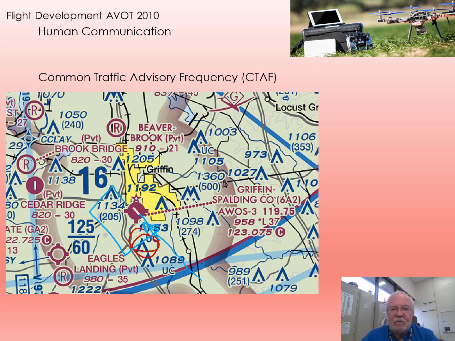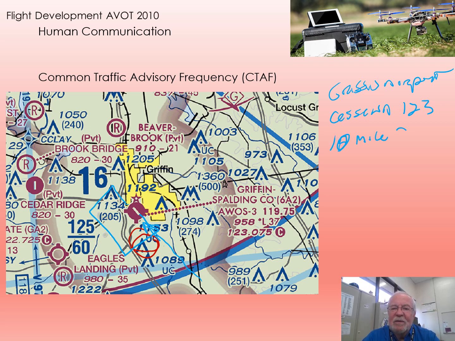All right, so somebody's going to say, Griffin Airport, Cessna, I don't know, I'm just making this up, 1, 2, 3, 5 or 10 miles, say 10 miles southeast, landing runway 32, Griffin.